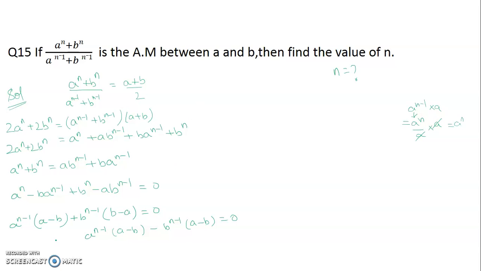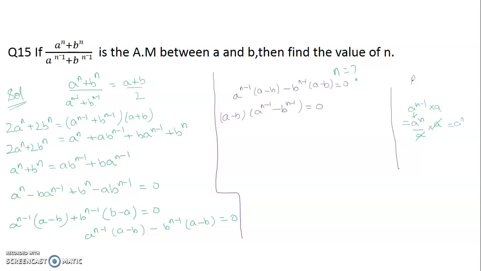Now let me change the ink so it will be easy for you to differentiate. Now I have got a^(n-1) into (a minus b) minus b^(n-1) into (a minus b) is equal to 0. I hope, students, till here everybody has followed. Now I can take a minus b common, and I am left with a^(n-1) minus b^(n-1) is equal to 0.